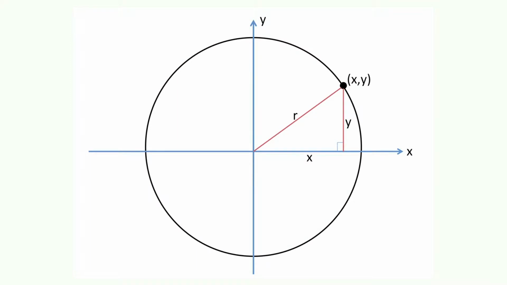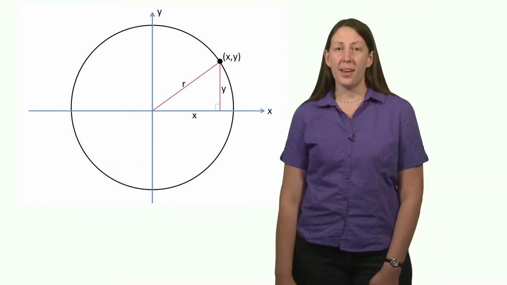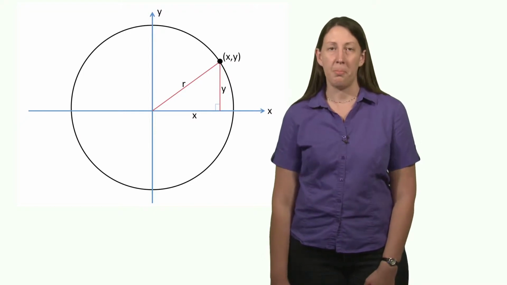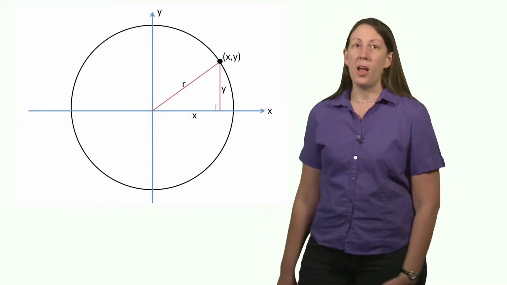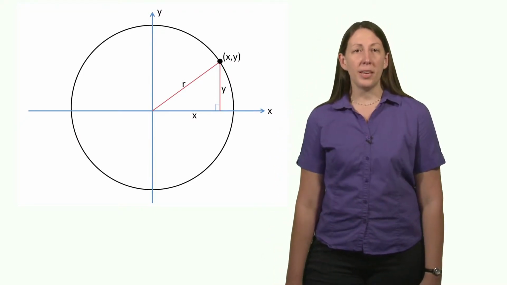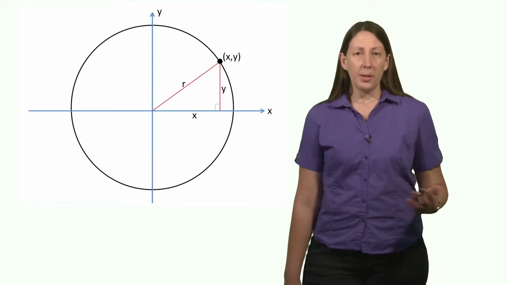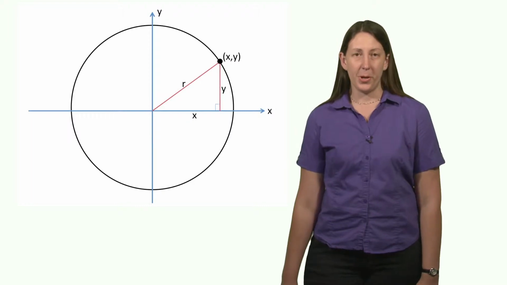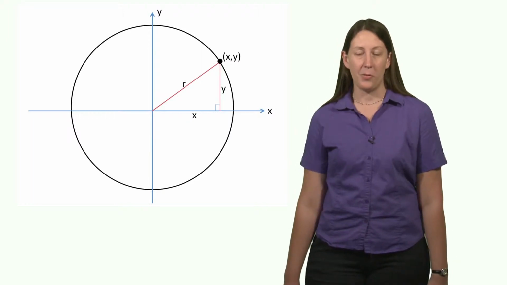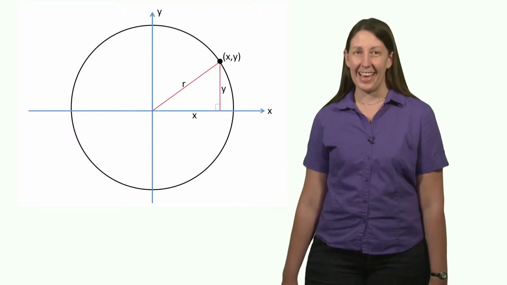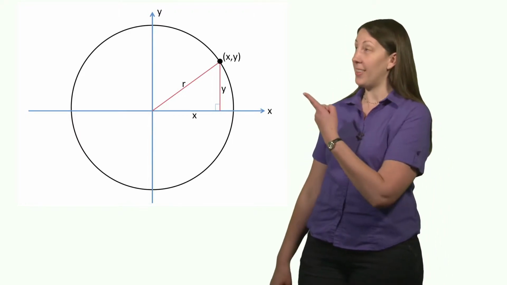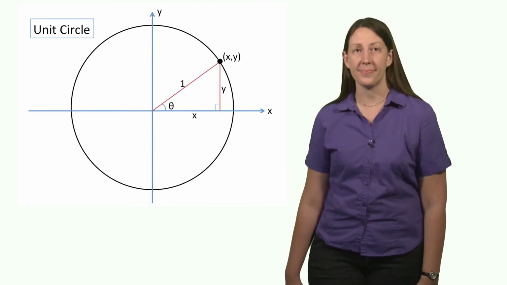Let's look at the correspondence between circles and triangles. You might not think these two things have a lot in common. If we consider a circle of radius r, and we can think of a point on the circle with coordinates x, y, we could create a triangle from this circle by dropping a perpendicular from the point x, y onto the x-axis. Then we have the triangle labeled as you see here.